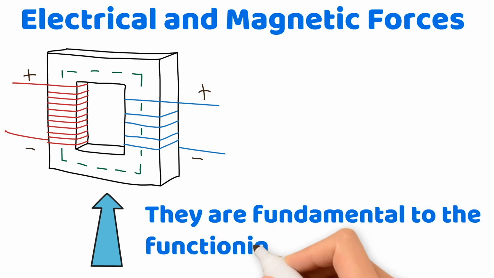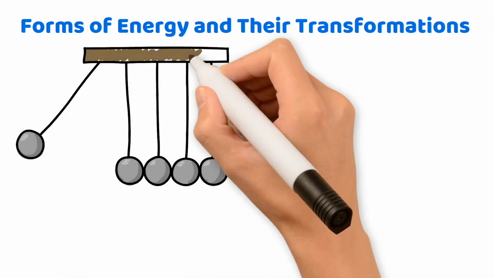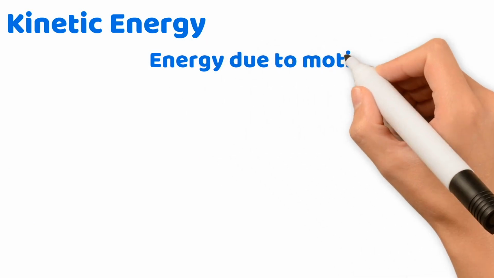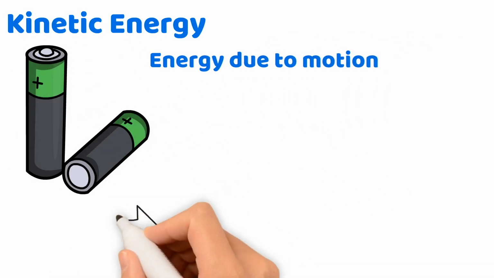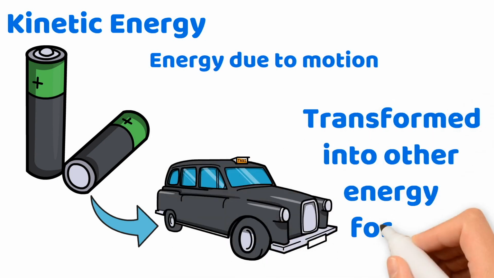They are fundamental to the functioning of many devices, from electric motors to household appliances. Forms of energy and their transformations. Energy can exist in various forms, all of which can transform from one type to another. Kinetic energy, energy due to motion. Anything that moves has kinetic energy, which can be transferred between objects or transformed into other energy forms.